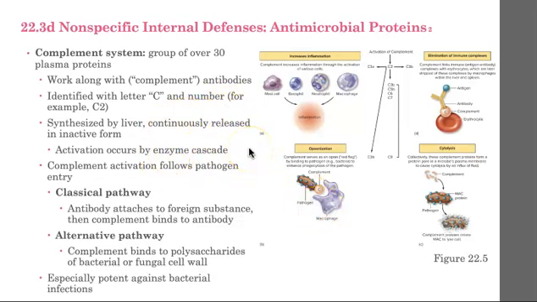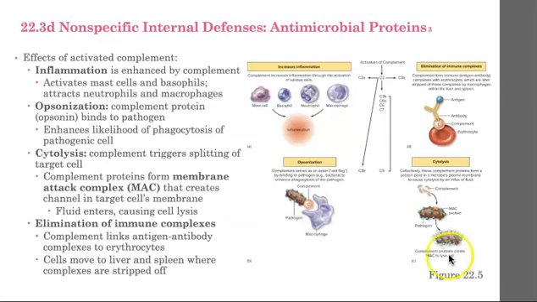So there's technically 3 different ways in which we can get these pathways to go. We're going to talk about the classical pathway in which an antibody attaches to a foreign substance and then the complement binds to the antibody. And the other method is an alternative pathway where the complement binds to the polysaccharides on the bacterial or the fungal cell wall. And this is especially potent against bacterial infections.